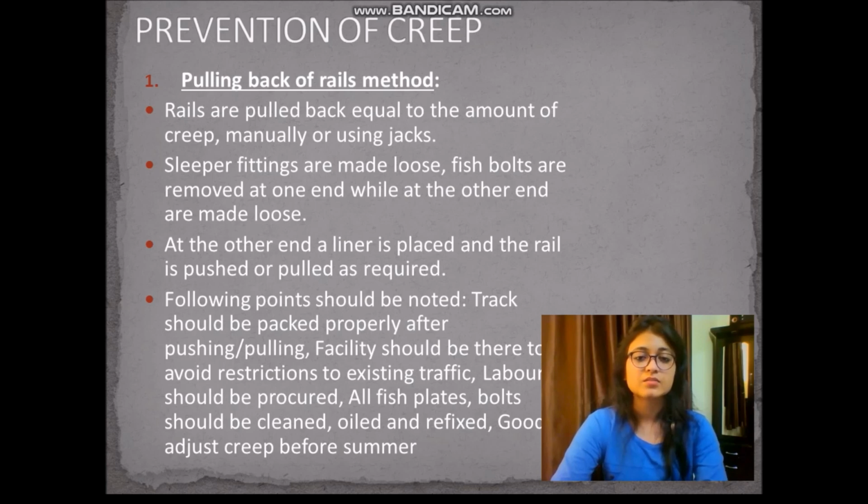So this is the mechanism written, how they are pulled back: the sleeper fittings are made loose, and then the fish bolts are removed at one end, and at the other end they are made loose. At the other end, a liner is placed, and the rail is pushed or pulled as required. So from the other end, where we removed the fish bolts, from there the rail is pulled back and pushed forward. If the rail has moved longitudinally forward, then obviously we'll have to pull it back, or vice versa.